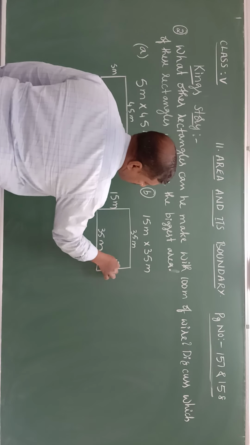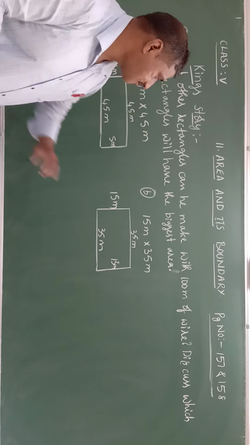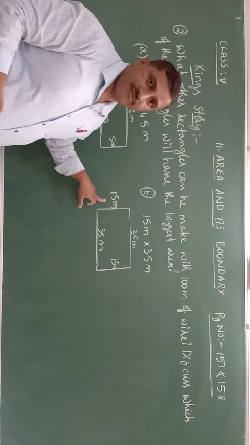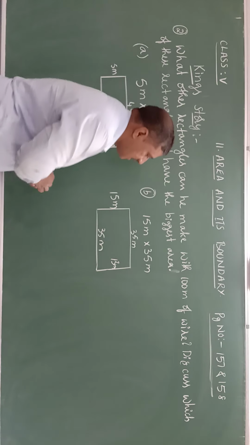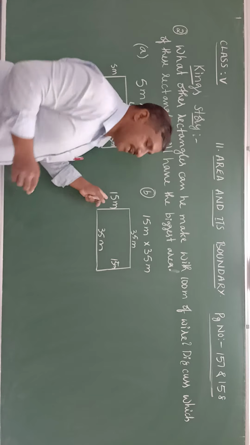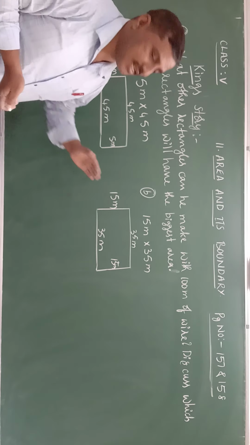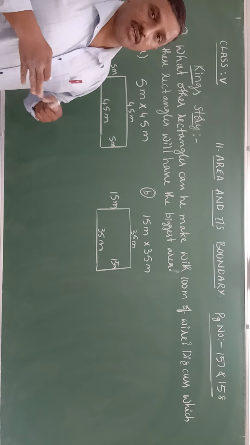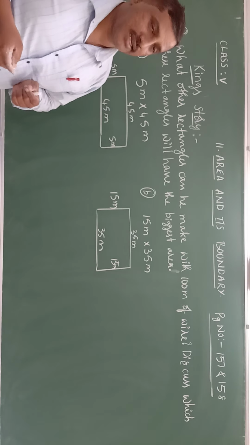Now if you add 35 plus 15, it is 50. 50 plus 50, it is 100 meters of wire. The total length of the wire, we got 100 meters.